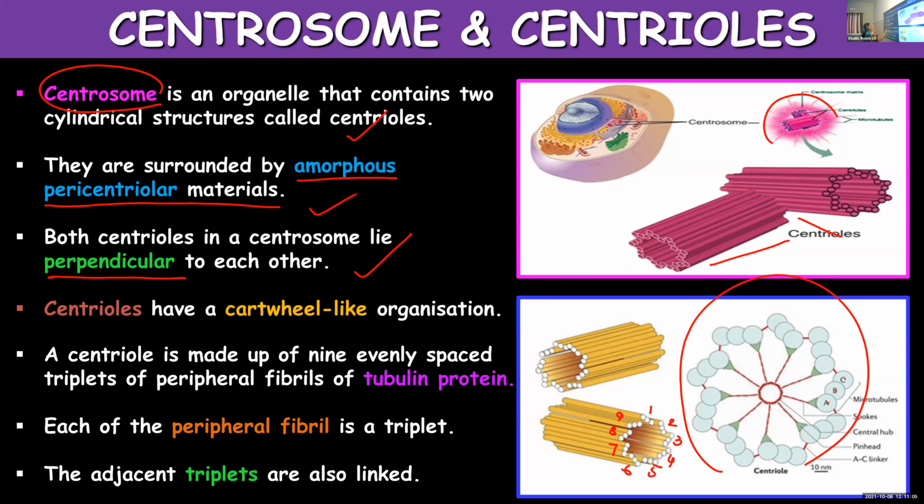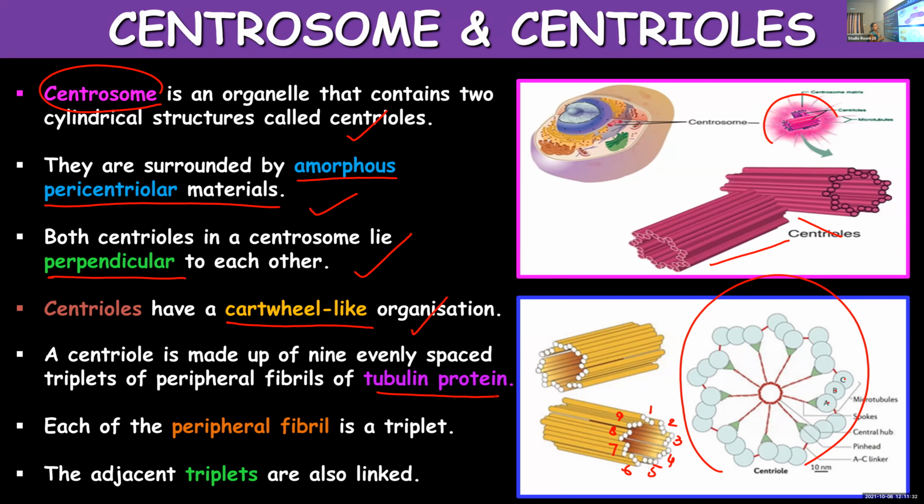Then, if you see its appearance, it looks like a cartwheel. Centrioles have a cartwheel-like appearance. And what gives it this cartwheel appearance? They are made up of microtubules. How many microtubules? 9 triplets. So each set has 3 such tubules. So 3 fibrils are present, and these are made up of tubulin protein.